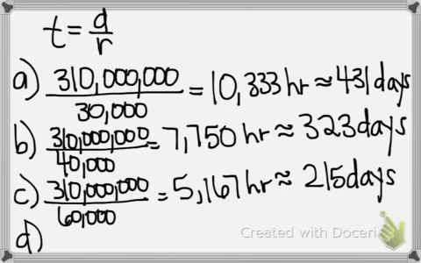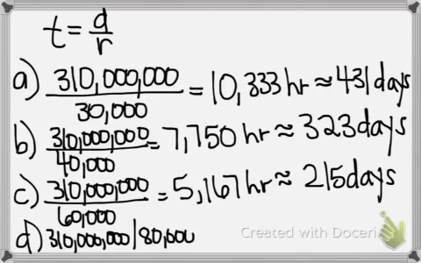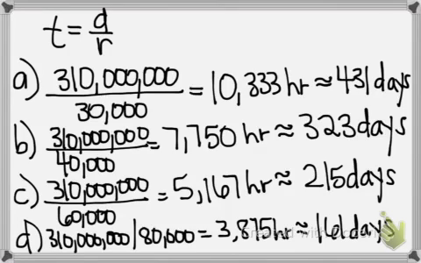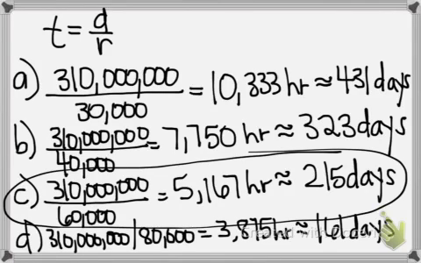Then finally, D, distance over rate will simplify to about 3,875 hours. And this is about 161 days. When I go back to the problem, I see that this trip took 212 days. So, Pathfinder's average speed was about 60,000 miles per hour, because 215 days is closest to 212 days.